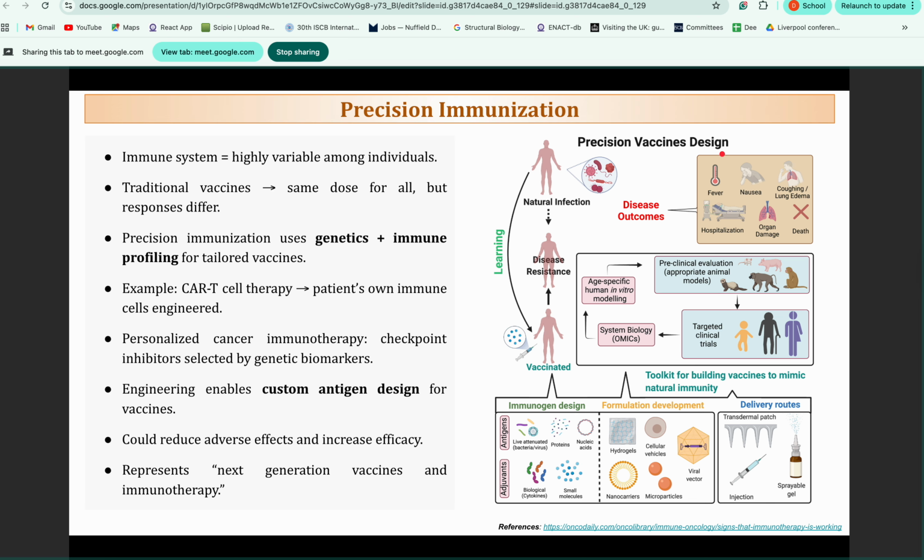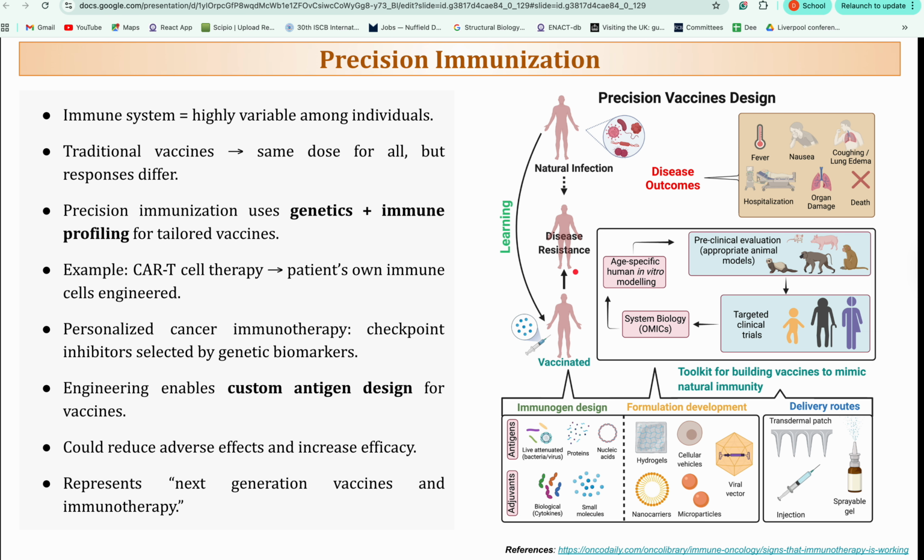Okay, so in the precision vaccine design, this is the example of a natural infection, and then later on the patient has shown disease resistance, and if he is vaccinated, then what happens? The disease outcome could be fever, nausea, coughing, or it can also lead to death, organ damage, and hospitalization. So in the precision vaccine design, we learn how the infection affects the individual, whether it leads to disease resistance, and what happens after the vaccination.